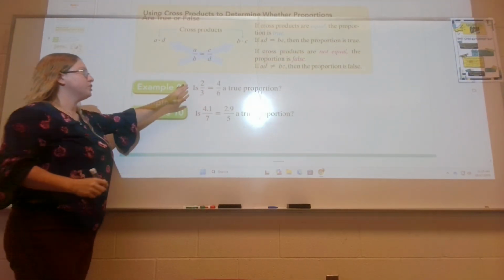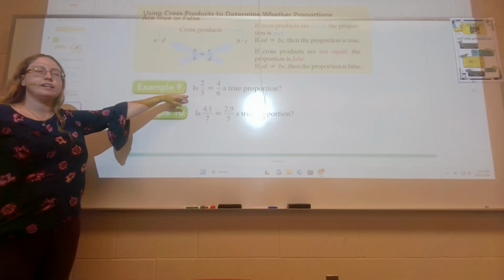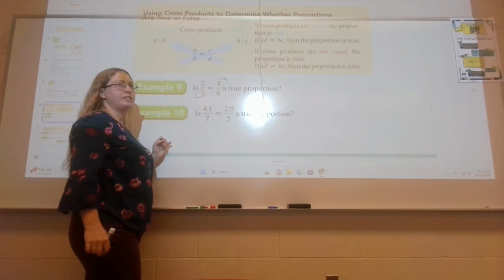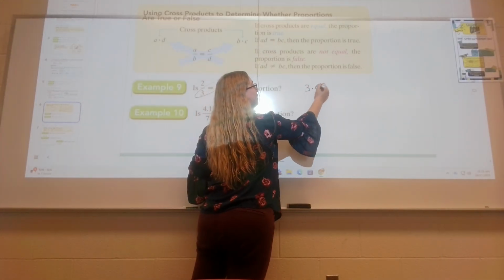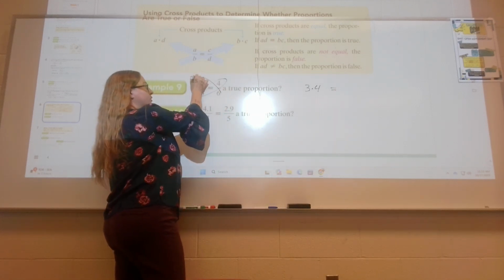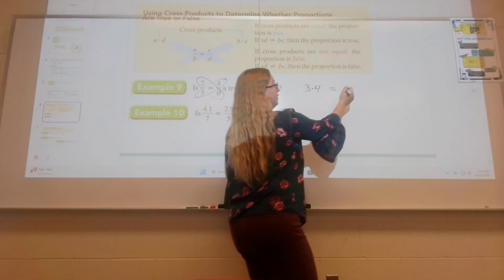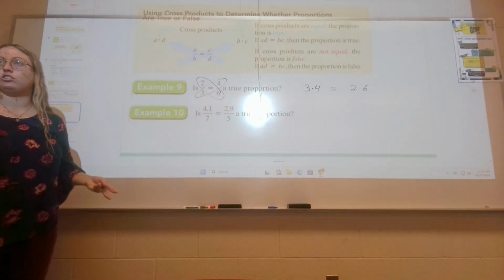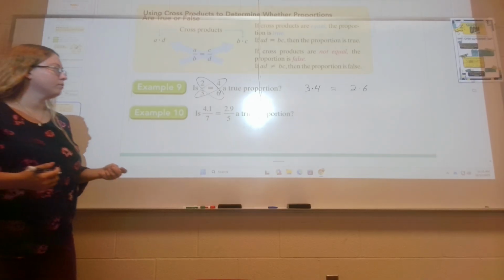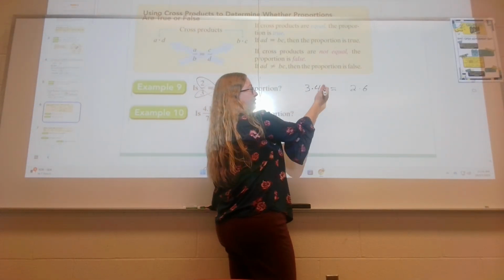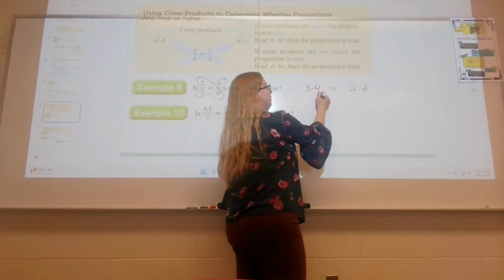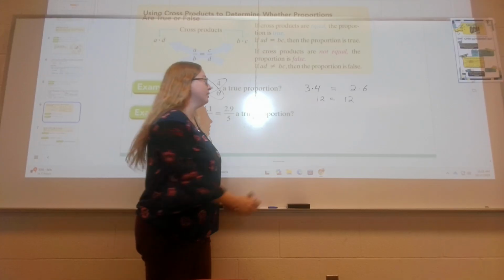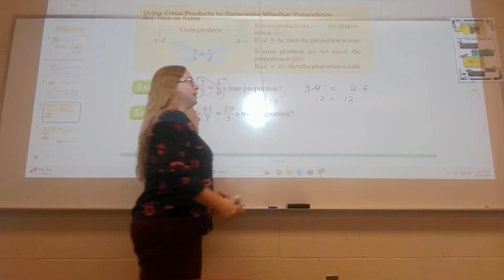So if I was going to check to see if 2/3 equals 4/6 is a true proportion, I start with cross multiplying. I need to do 3 times 4, and I need to do 2 times 6. If that is actually equal to each other, then I say, yes, this is a true proportion. If not, then I say it's not. In this case, 3 times 4 is 12. 2 times 6 is 12. Is that true? Yeah. So we say, yes, it is true because 12 is equal to 12.